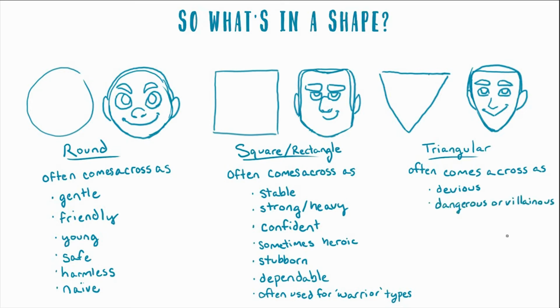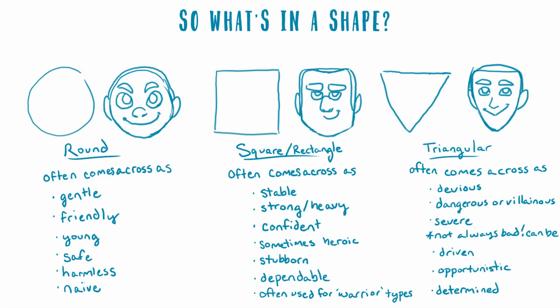Same goes with triangular faces. A lot of villains tend to have triangular or angular designs because it feels sharp, it feels dangerous. So if you want a character to have that kind of feature, make sure it's for a reason, or you're at least aware of it, so that you can change the writing or the rest of the design accordingly.